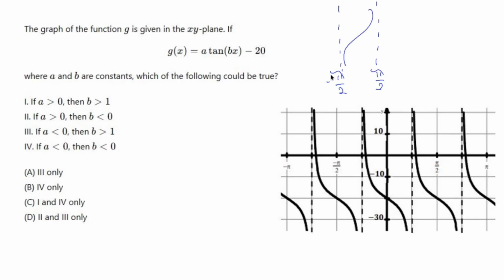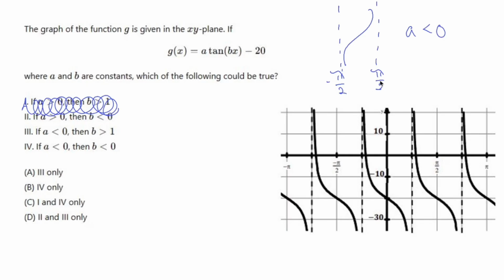So what do we notice? Well, we notice a nice little flip where it's supposed to go down and up to the right, but instead it's going up and down to the right, which tells you that a is going to be negative. So a is less than 0. Okay, thus eliminating these two guys.